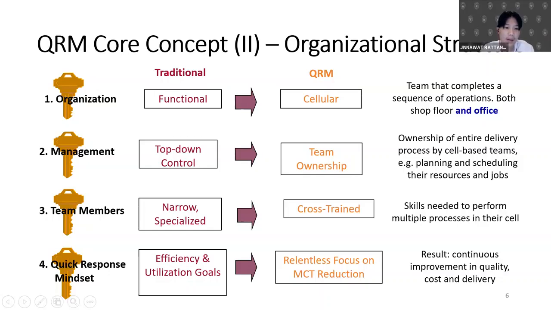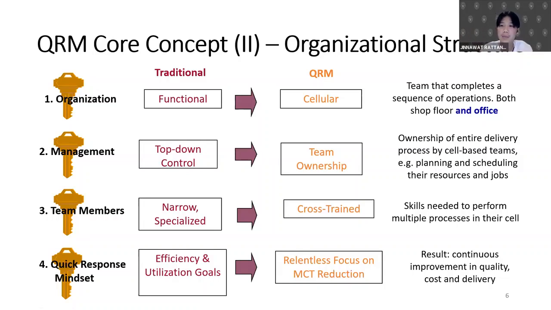And next one is the team member. In traditional, they are very narrow and specialized. It is the kind of worker which can do only one job, and if we miss this person, we will not have anyone to do this kind of job because each worker can do just one job.